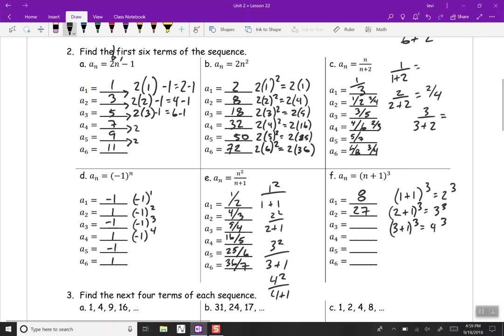4 cubed, 4 times 4 times 4, so 16 times 4, what's that? 64. The next one is 5 cubed, so that's 125. 6 cubed would be 36 times 6, so that's 216, and then I think we're going to get like 512. Let's see here.